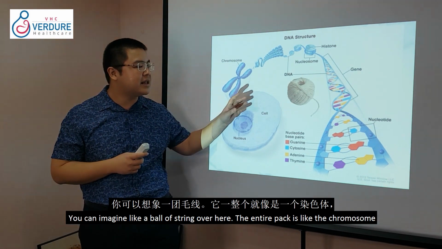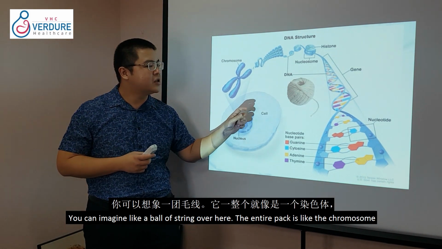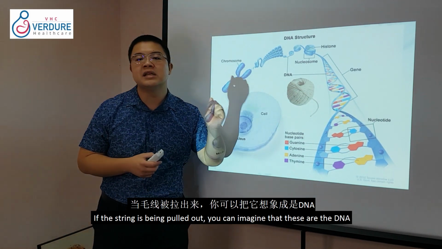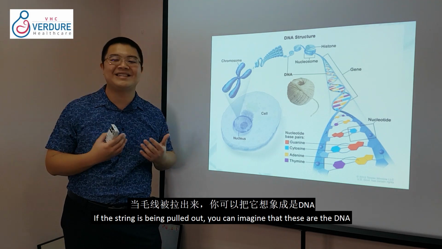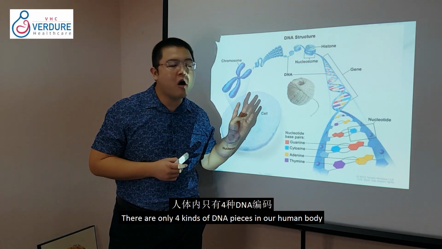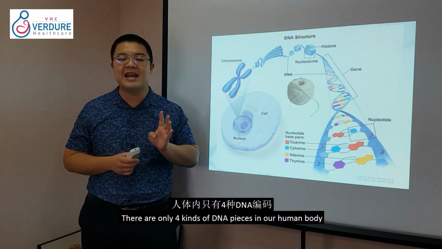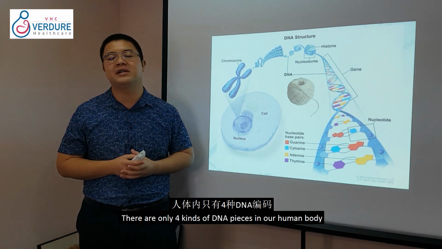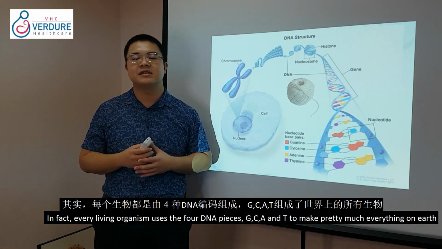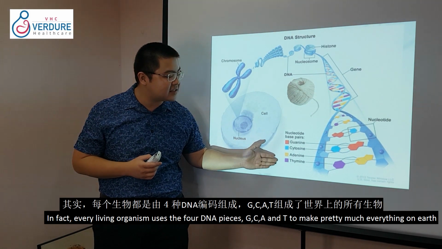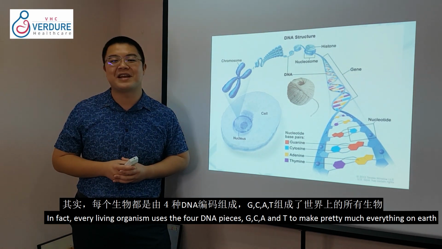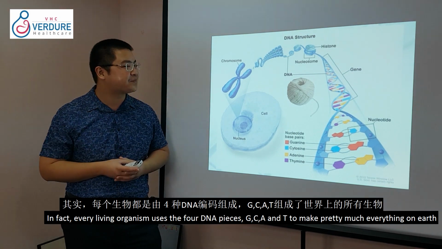You can imagine a ball of string over here. The entire pack is like the chromosome. If you pull out the strings, you can imagine that these are the DNA. Just to remind you, there are only 4 kinds of DNA pieces in our human body. In fact, every life form on Earth uses all 4 pieces, G, C, A, T, to make pretty much every living thing on Earth.